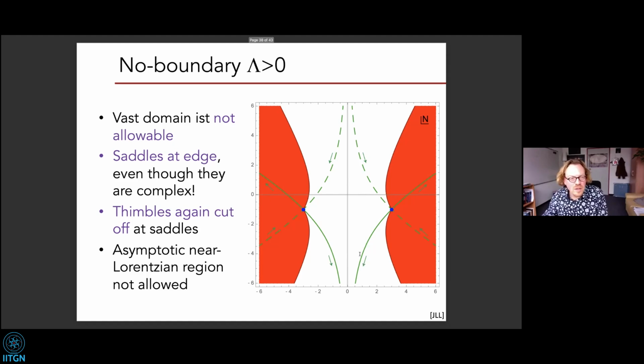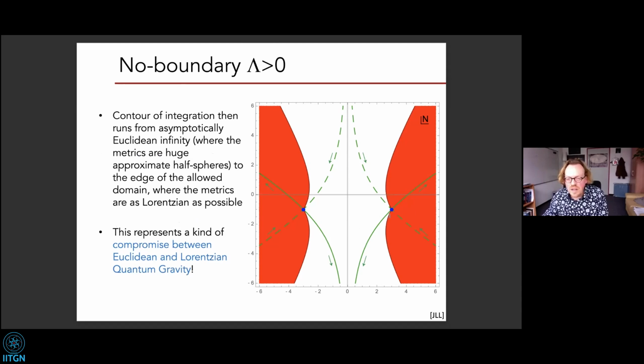Now, also let me say that if you see this contour of integration which you are forced to take, it runs in the negative imaginary direction. It gets closer and closer to the negative imaginary axis. And that's where the Euclidean metrics lie. So really, you get closer and closer to Euclidean metrics. So what you end up with is an integration contour that runs from approximately Euclidean metrics right at the bottom here to more and more Lorentzian metrics until you reach the boundary of the allowable domain. So in a sense, this is a compromise between Euclidean and Lorentzian quantum gravity. It combines both. It sums over Euclidean metrics and gets to Lorentzian metrics.